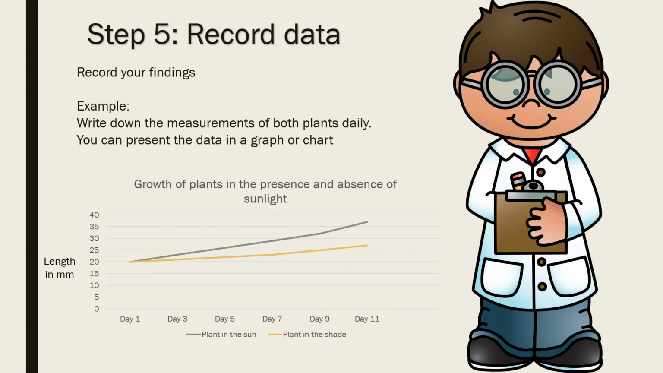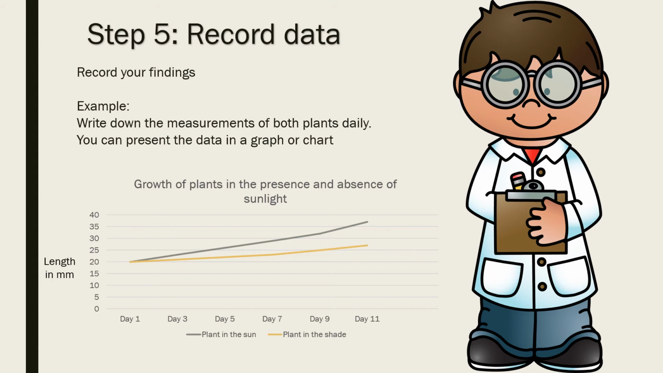Step 5. Recording data. The findings of the investigation have to be recorded. In this specific investigation, I'm going to write down the measurements of both plants daily. So every day I'm going to go and measure the plants and see how much they've grown, and I'm going to write it down. I can present the findings in a graph or a chart.